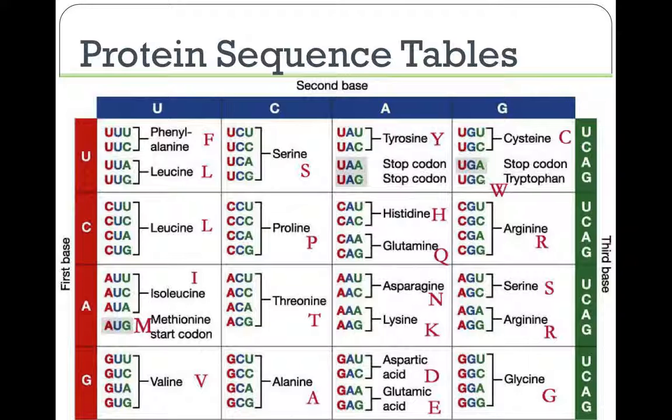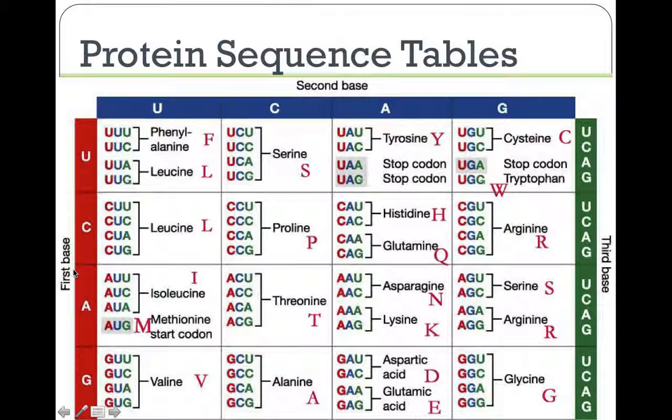So this is a protein sequence table, and it looks extremely confusing. I can already tell you. But honestly, it's very easy to use. What you're going to do is look at the 3 letters of RNA, and you're going to use that to read the table. The first letter of the codon in mRNA, you're going to look for here.